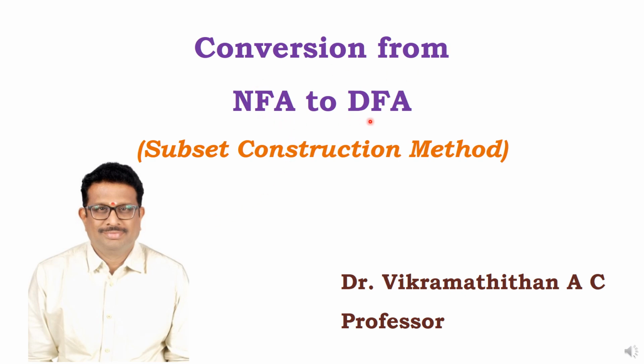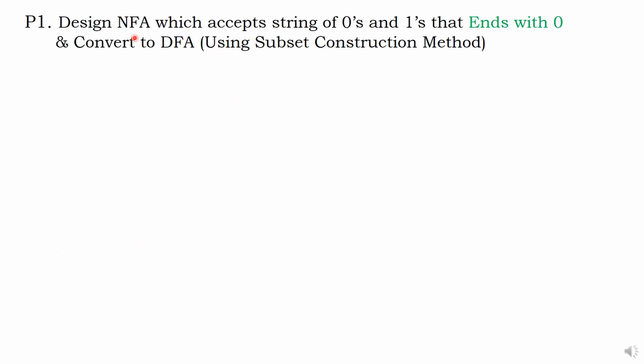Conversion from NFA to DFA. There are two methods. The first one is the subset construction method, and in the next video we will see the lazy evaluation method. First I am going to design an NFA which accepts strings of zeros and ones that end with 0. After designing, we convert that particular NFA to a DFA using the subset construction method.